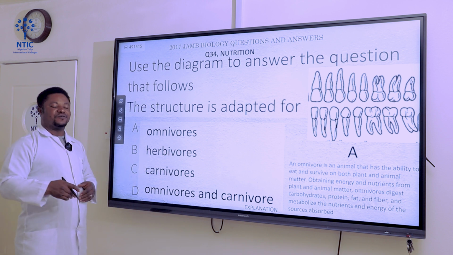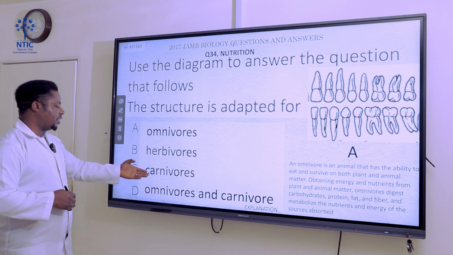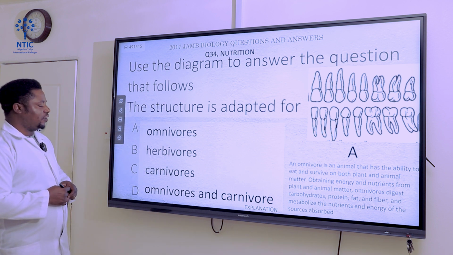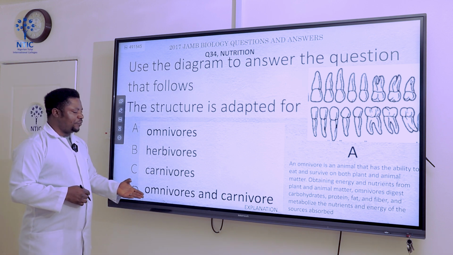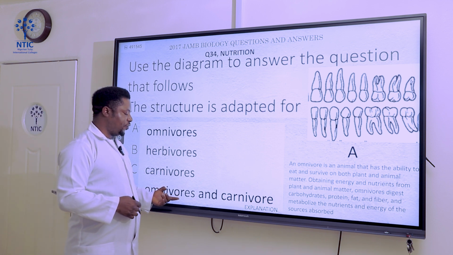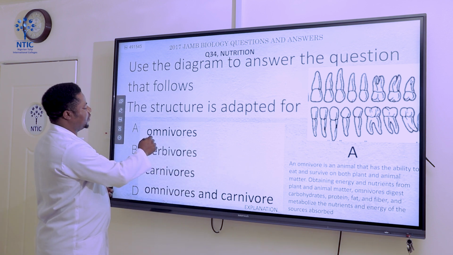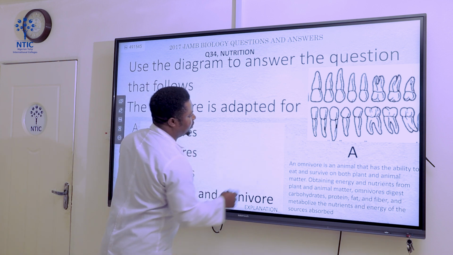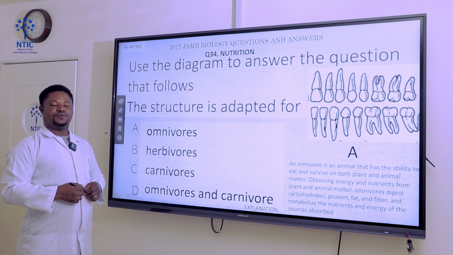For example, you have goats, antelopes, elephants, and so on. Then carnivores are also flesh eaters. They feed on flesh and other remains of animals. We have omnivores and carnivores. Actually, this is a combination of omnivore and carnivore, but the answer to this is A, which shows that the dentition is mainly for animals that feed on flesh.